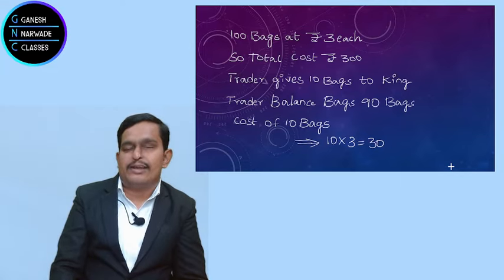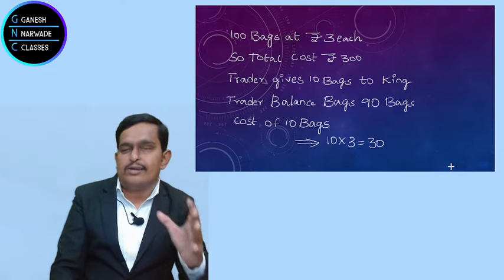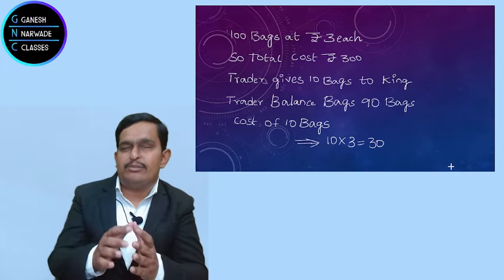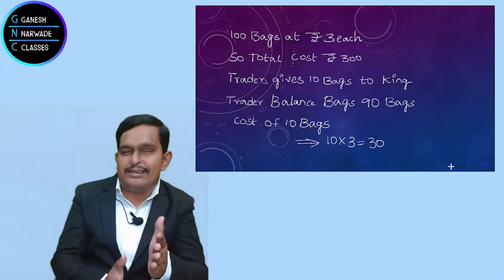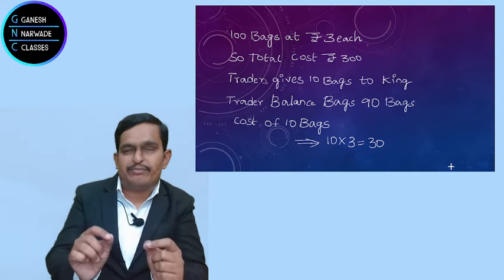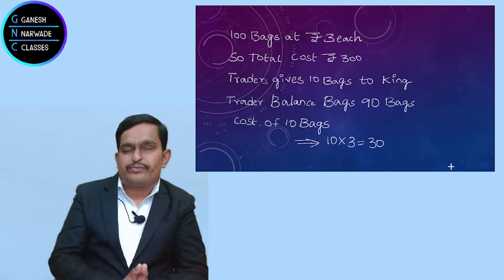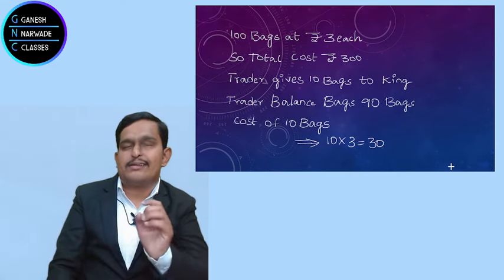So when some trader of another country wants to come and do business in India, he has to give something to the king. In the olden times, it was given in the form of bags or goods. In today's times, it is given in terms of money. That's the difference. Time changed, the pattern changed, but the concept remains the same. Now, this indirect tax is called business tax.